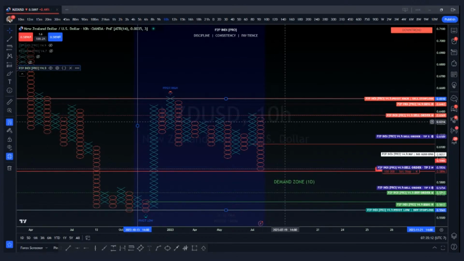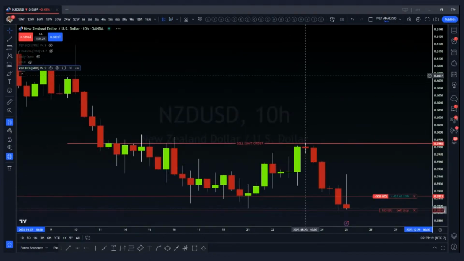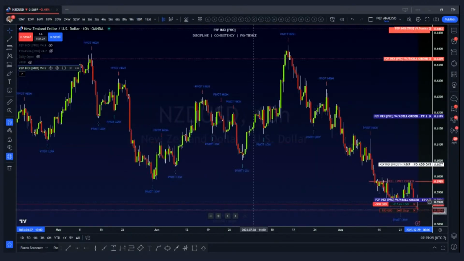So instead of 10 hours, when I go to the Japanese candlestick, I'm going to use the 10 day. So I'll switch it to the Japanese candlestick. As you can see, I can't see my pivot high and pivot low anymore. Why? Even if I reset it, I still can't see them. The highest I can see is my sell order, and the lowest I can see is the TP2.